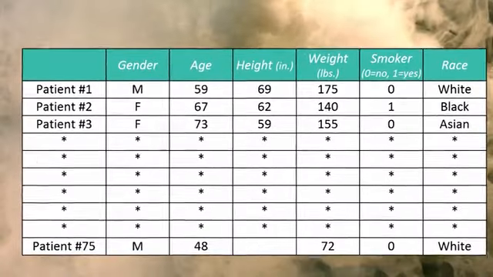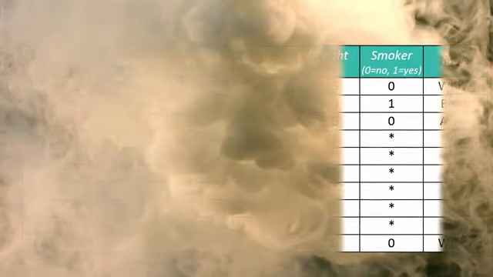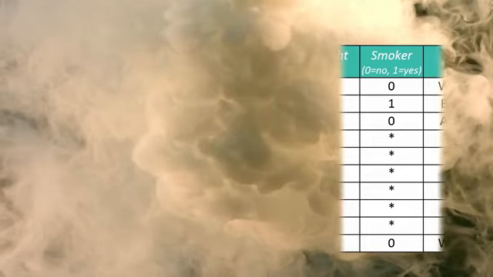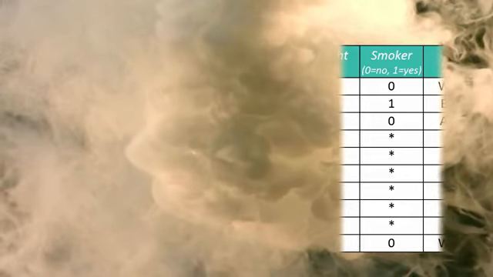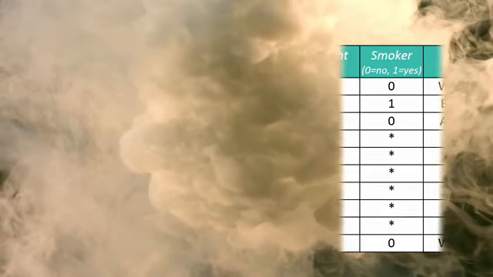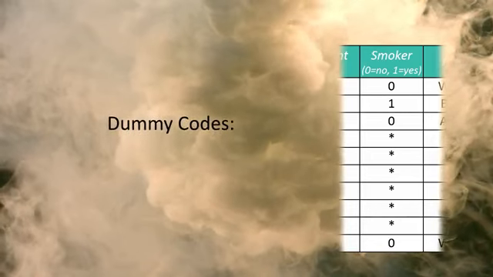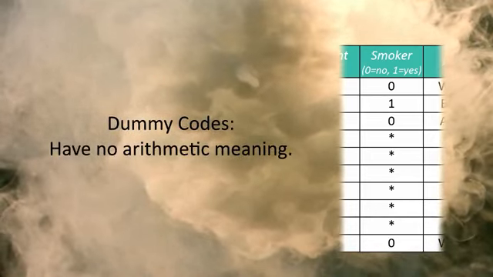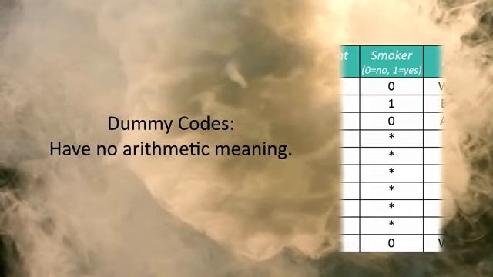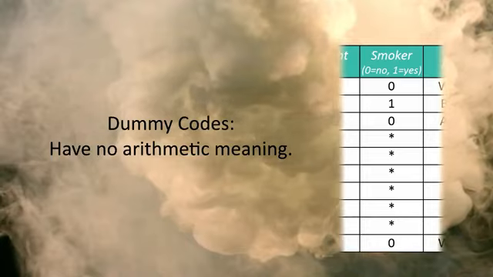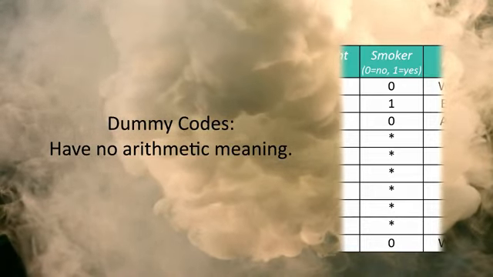Notice that the values of the categorical variable smoking have been coded as 0 or 1. It's quite common to code the values of a categorical variable as numbers, but you should always remember that these are only codes, often referred to as dummy codes, because they have no arithmetic meaning. That is, it doesn't make sense to add them, subtract them, multiply or divide them, or even compare the magnitude of these values.